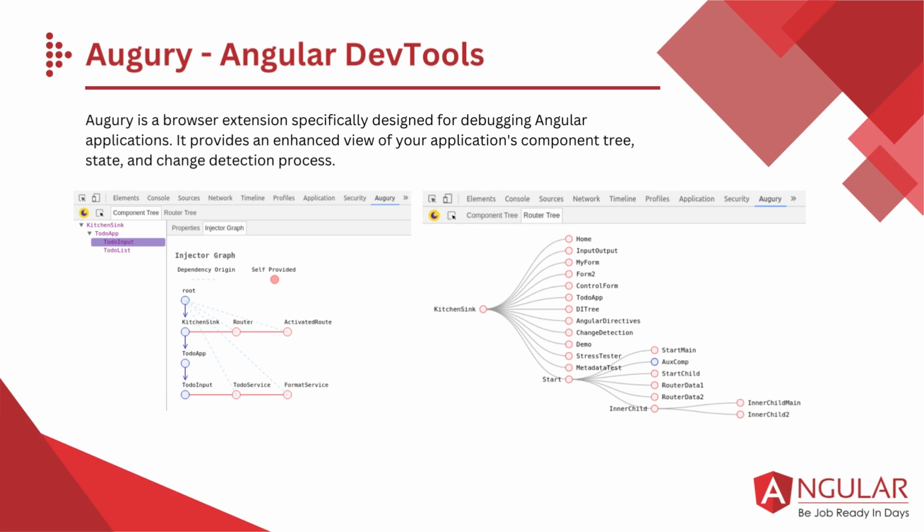2. Augury, Angular DevTools. Augury is a browser extension specifically designed for debugging Angular applications. It provides an enhanced view of your application's component tree, state, and change detection process. By using Augury, you can visualize the component hierarchy, check component states, and track change detection cycles, which can be immensely helpful in identifying performance issues and unexpected behavior.